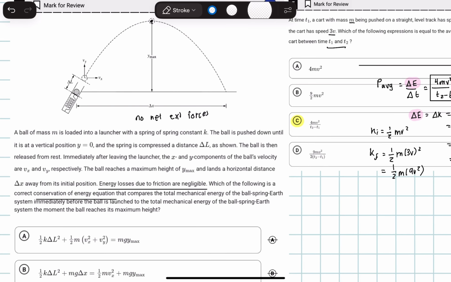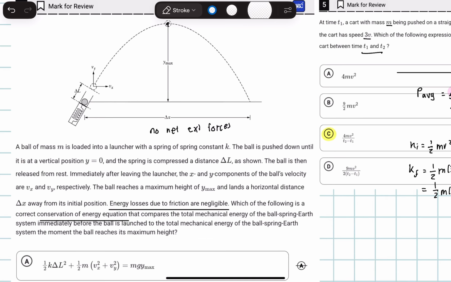A ball of mass m is loaded into a launcher with a spring constant k. The ball is pushed down until it is at a vertical position y equal to 0, and the spring is compressed a distance delta L, as shown. The ball is then released from rest.